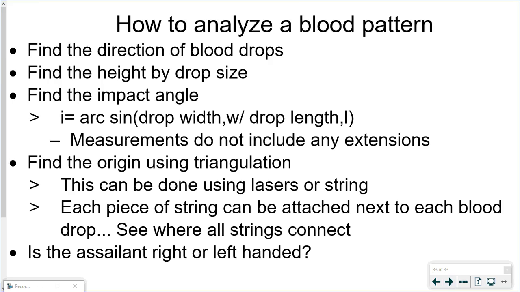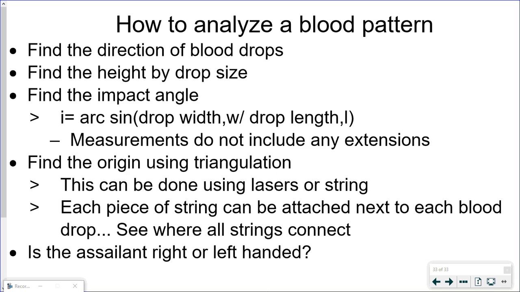You want to find the origin of the blood drops using triangulation, so that's where we talked about them finding the area of convergence or area of origin, by using those angles of impact and actually stringing to find where those blood drops are. Remember, there's a video on that. So a piece of string might be attached to each blood drop and then see where they connect to find that area of origin.